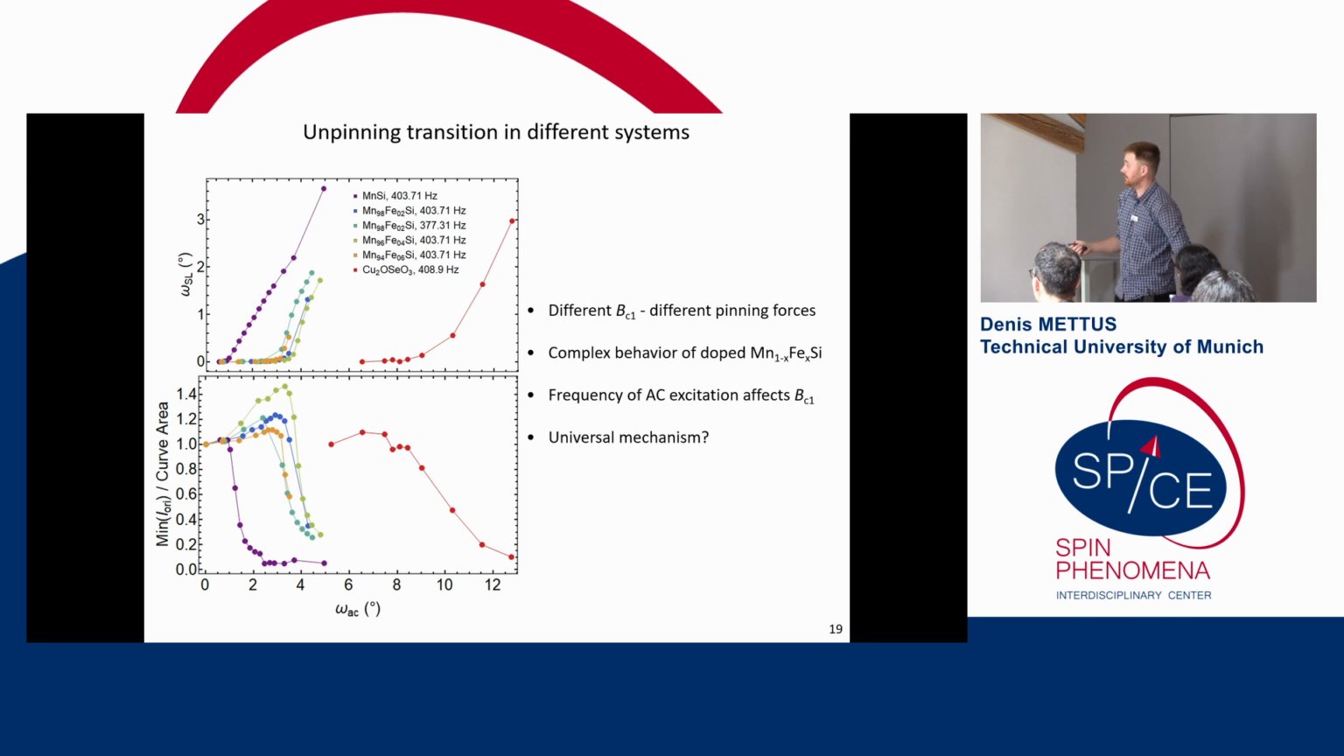And you see, already, that for different materials you have different unpinning transitions, which is all right, because the materials can have different pinning forces. For example, if you add just 2% of iron to the manganese silicon, you're already creating a lot of defects in your material, which will try to pin the skyrmions to the defects. So that's all right that you have such a step in your critical threshold.